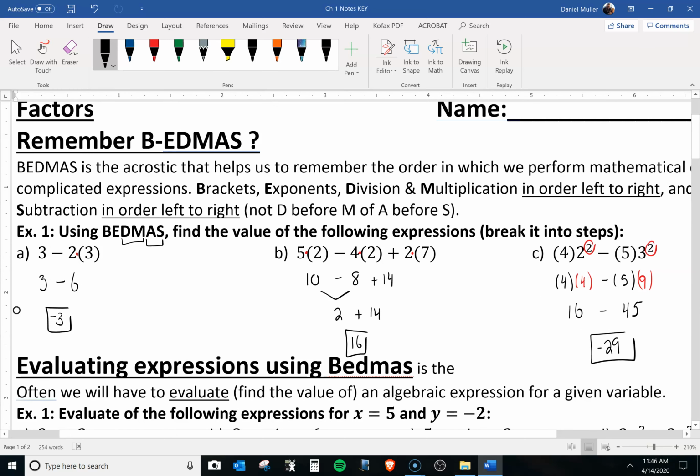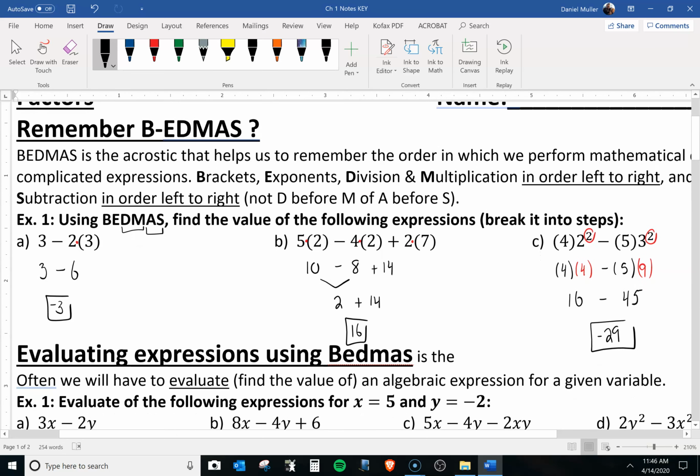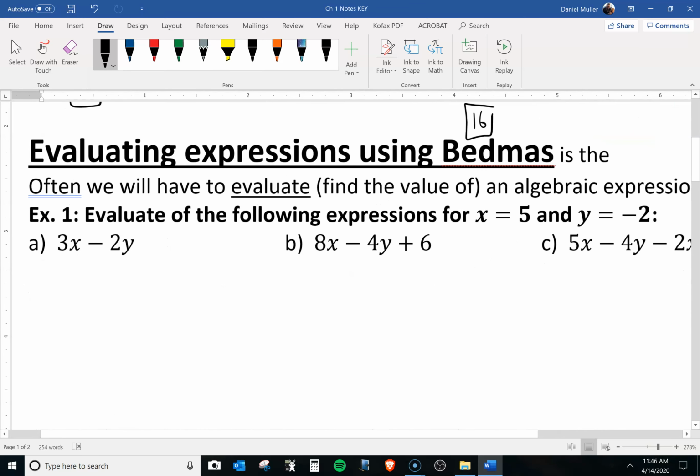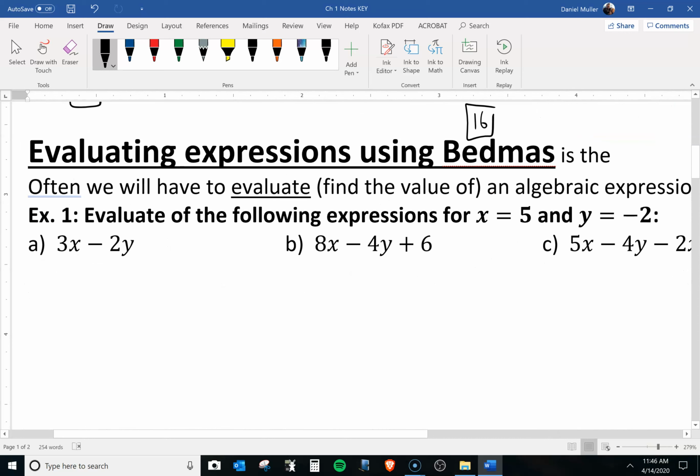When it comes to x's and y's, though, we're going to need to follow BEDMAS, but we're first going to need to put in the number that they want us to evaluate. So we're not quite yet solving. We'll get there in a minute. But what they've said here is evaluate the following expression when x equals 5 and y equals negative 2. It doesn't show it, but this is a times here, 3 times x. And again, it's a 2 times y.